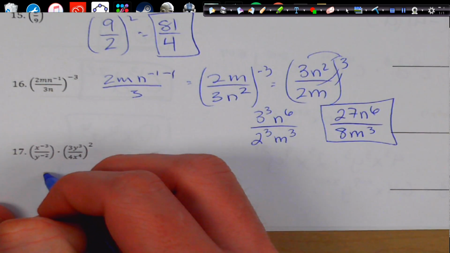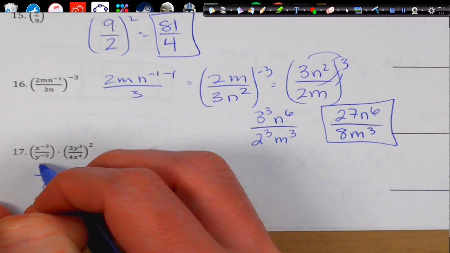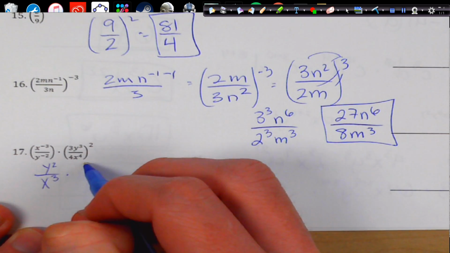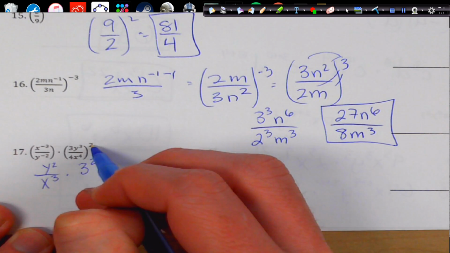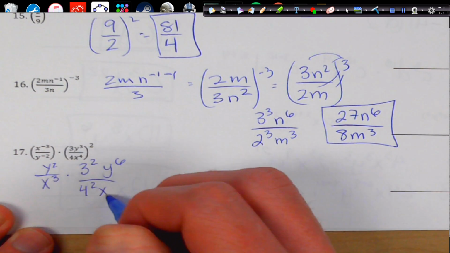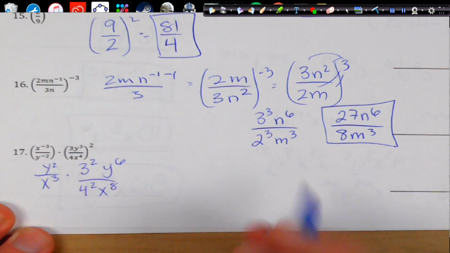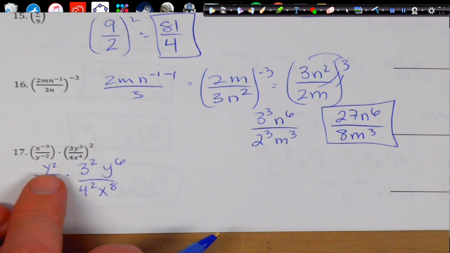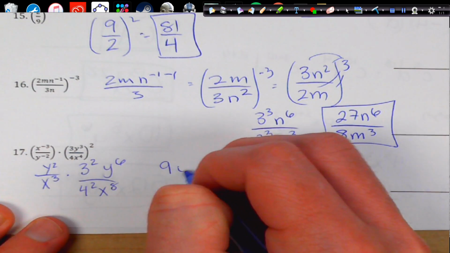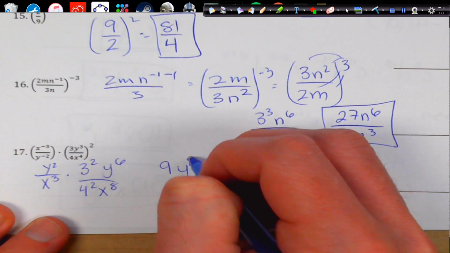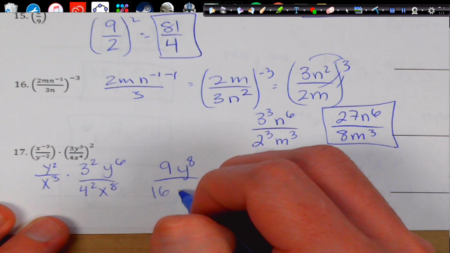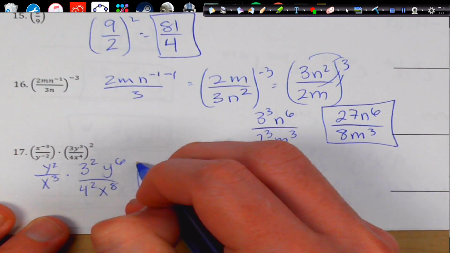This is going to move to the bottom. This will move to the top. This is going to be squared, so 3 squared. 3 times 2 is 6. 4 squared. And 4 times 2 is 8. Now we can go ahead and multiply. That means I'm going to add my exponents. So 3 squared real quick is 9. I'm going to get y to the 8th power. 4 squared is 16, x3, x8. That's going to be x to the 11th power.